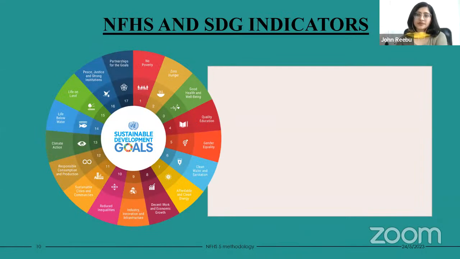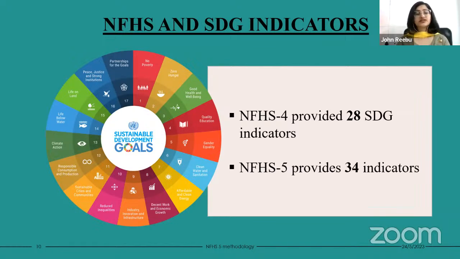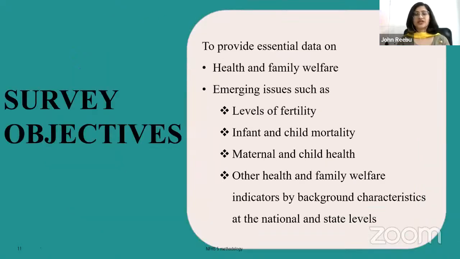Coming to the sustainable development goals that NFHS-5 has covered, when NFHS-4 has covered only 28 SDG indicators, NFHS-5 has covered 34 SDG indicators. So what were the survey objectives? The survey was basically conducted to provide or to collect data on health and family welfare, and also on upcoming issues like levels of fertility, infant and child mortality, maternal and child health, and various other health and family welfare issues.